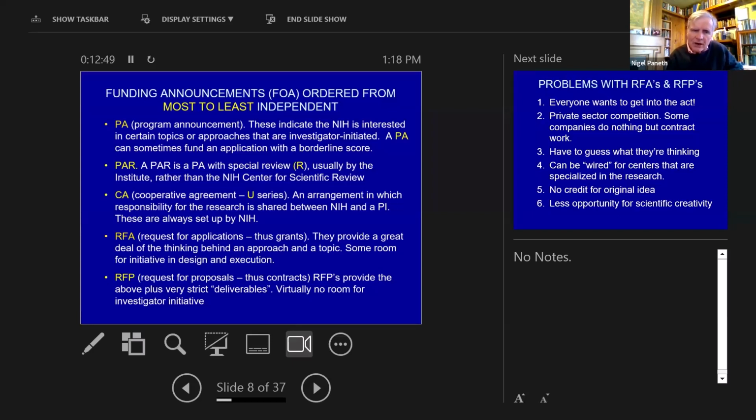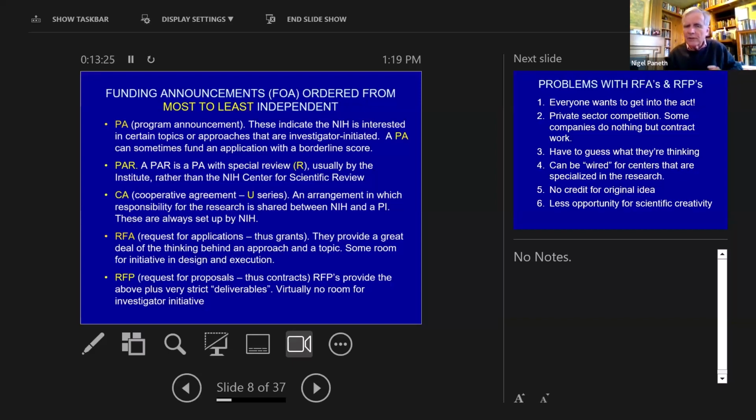The next level is RFA, request for applications. They have already done a lot of the thinking. We want a trial on folic acid in pregnancy or something like that. A lot of the core idea is already there. They're really looking for someone to write a nice application that can do good research in that arena. And then the least independent is the request for proposal, which is for a contract. They describe a contract, and essentially you have to provide deliverables, and you have very little freedom of scientific thought there.